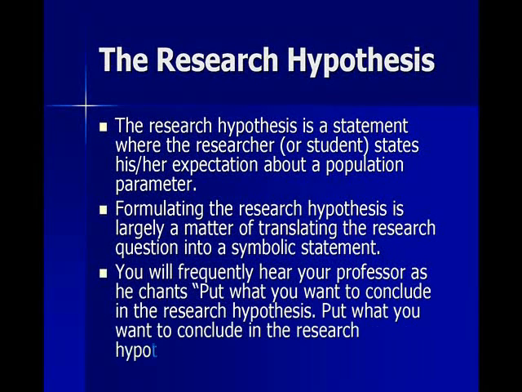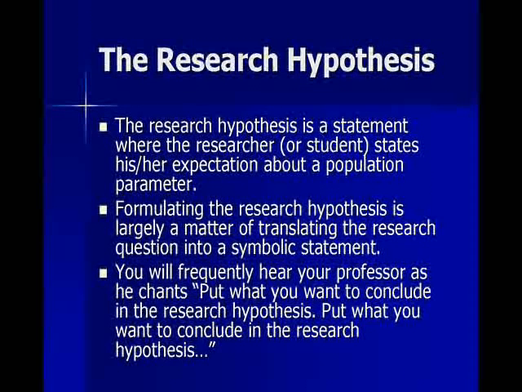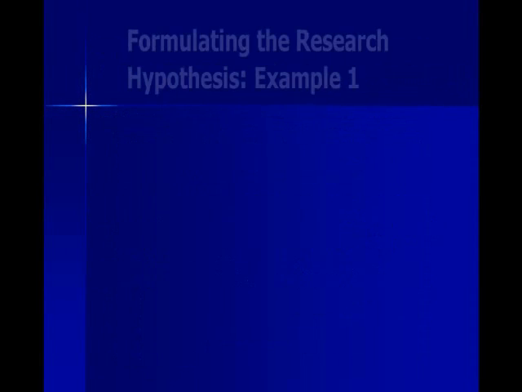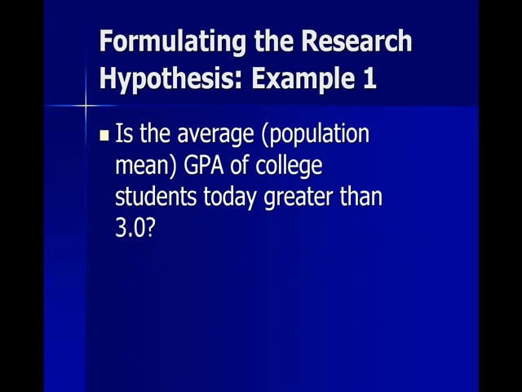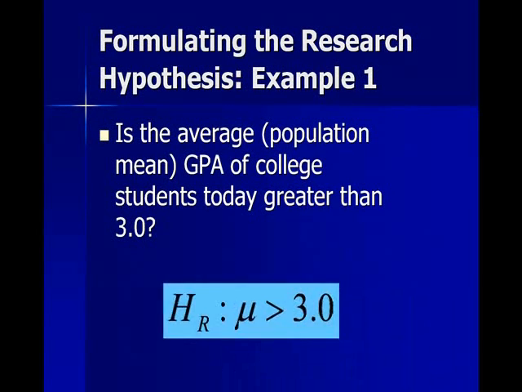The best advice I can give you on formulating hypotheses is to put what you want to conclude in the research hypothesis. So our question is, is the average or population mean GPA greater than 3.0? We want to conclude that the population mean is greater than 3.0. So H with the R, that's our research hypothesis: the population mean greater than 3.0.